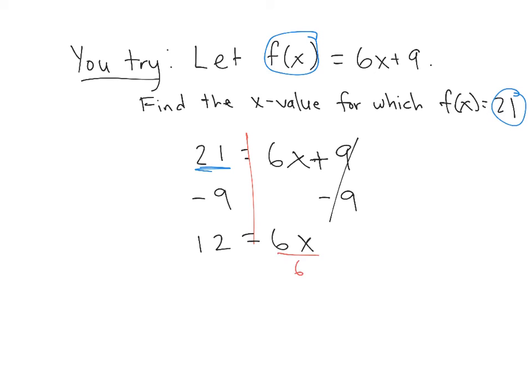Then I can divide through by 6 on both sides. 12 divided by 6 is 2. So my x is equal to 2 on this one. That means that if I input 2 into my function f of x equals 6x plus 9, the output value will be 21, as noted in the original problem.